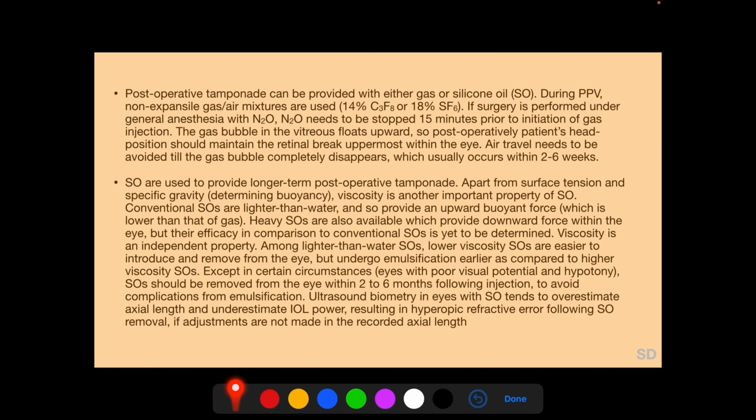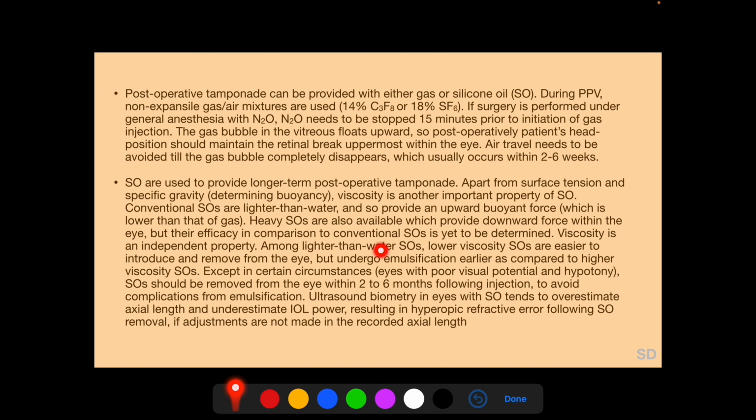Silicone oils are used to provide longer-term post-operative tamponade. Apart from surface tension and specific gravity, which determines buoyancy, viscosity is another important property of silicone oil. Conventional silicone oils are lighter than water and so provide an upward buoyant force which is a bit lower than that provided by gas. Heavy silicone oils are also available which provide downward force within the eye, but their efficacy in comparison to conventional silicone oils is yet to be determined. Viscosity is an independent property.